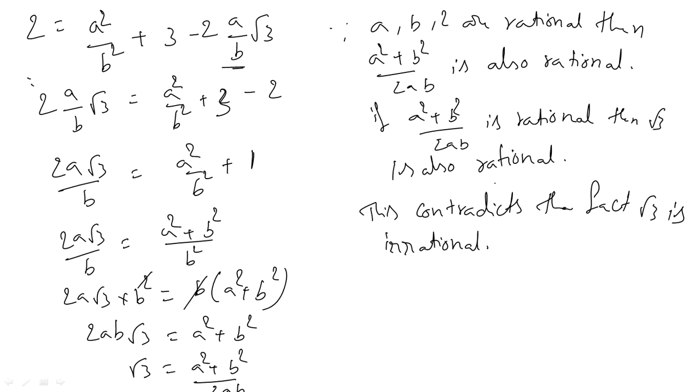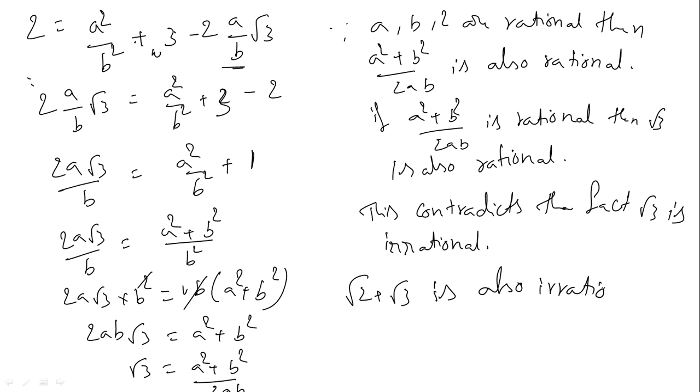Next. So if root 3 is a rational number, then this contradicts the fact that root 3 is irrational. So if root 3 is irrational, then root 2 plus root 3 is also irrational. Root 2 plus root 3 is also irrational. Okay. So please listen once or twice so that you will get a clear picture of all these problems.